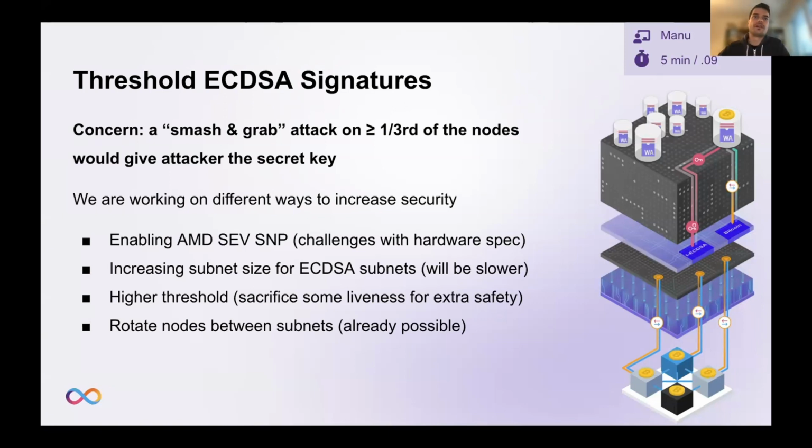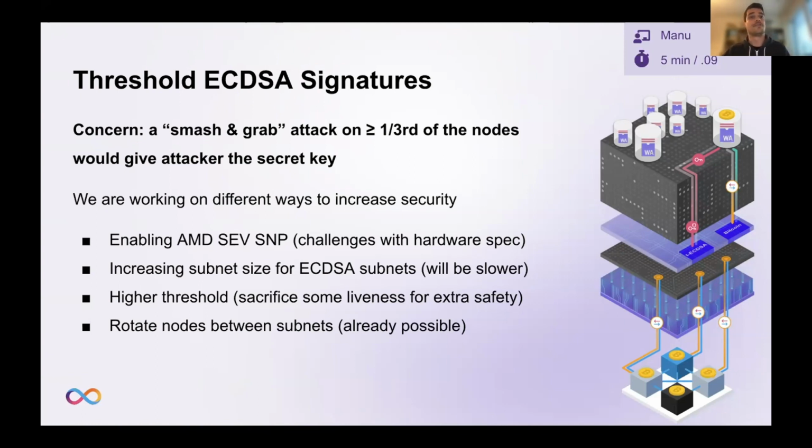A third option we're exploring is using a higher threshold, which means you need to corrupt more than a third of the nodes to steal the key. This we can do, but it comes at a price, namely that the liveness guarantees are less strong. So we can tolerate more than a third of nodes having their key stolen. But if more than a third of the nodes are offline, then you would not be able to get signatures at that time. So that comes at a bit of a price. So maybe you can envision different subnets having the same key with different thresholds.